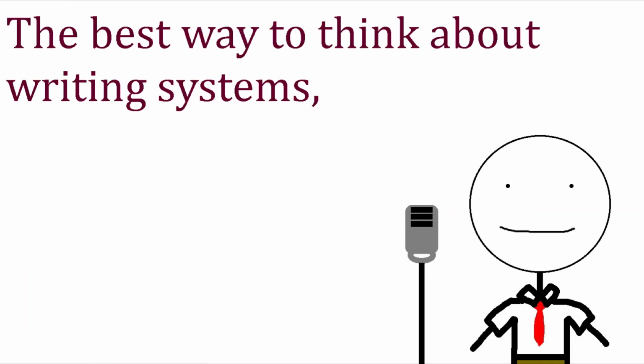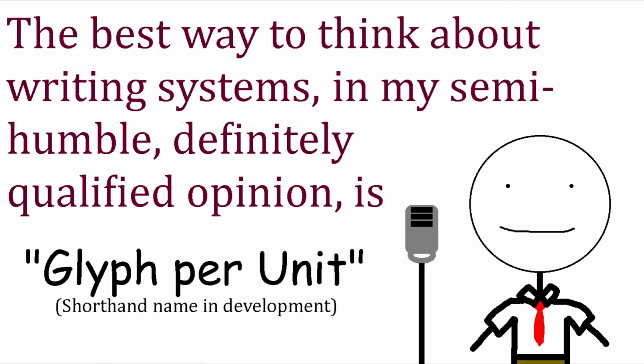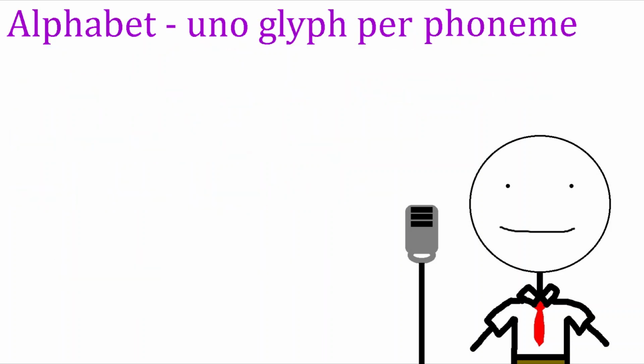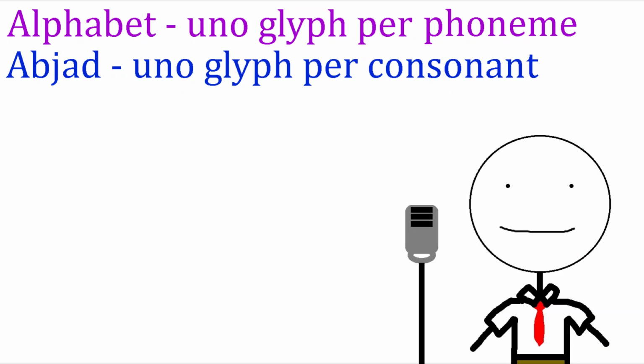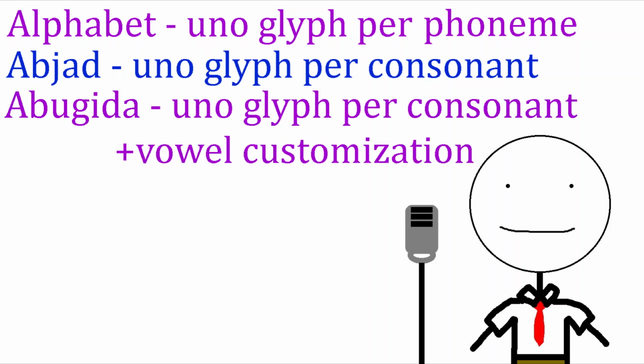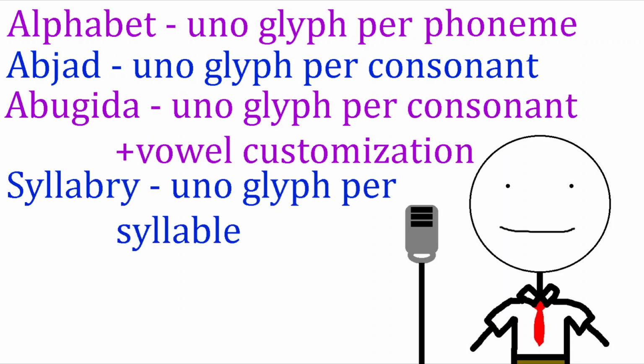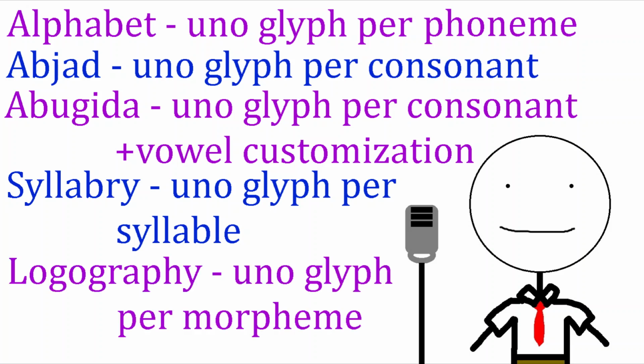The best way to think about writing systems, in my opinion, is glyph per unit. So, an alphabet is theoretically a glyph per phoneme. Abjads are a glyph per consonant, abugidas are a glyph per consonant with customizable skins, syllabaries are a glyph per syllable, and logography is generally a glyph per morpheme.